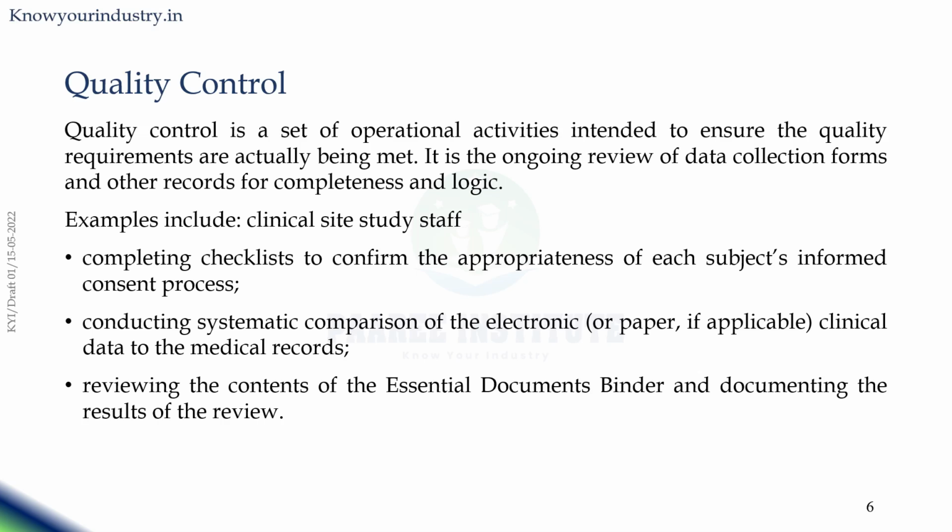Then now I'm going to incorporate in the computer, preparing a summary table or listings. So these two have a different form. So that will be checked properly against the source data by the quality control person. Then reviewing the contents of the essential documents binder and documenting the results of the review. So whatever review happens for the essential documents, how the review has happened, and what the results of the review are will also be taken care of by the quality control officials.